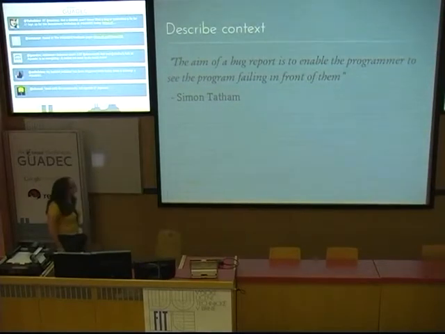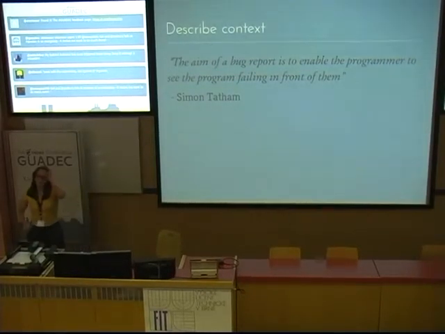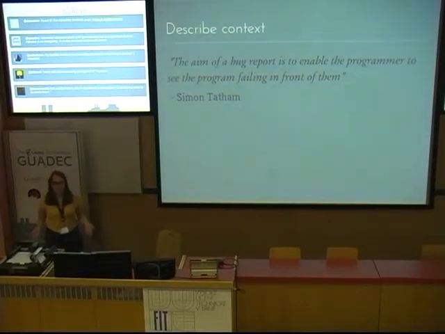The aim of a bug report is to enable the programmer to see the program failing in front of them. This is true for a lot of code bugs. So you just describe what you did. You try to induce the programmer to reproduce the bug that you had so that he can see the program failing or crashing in front of them.